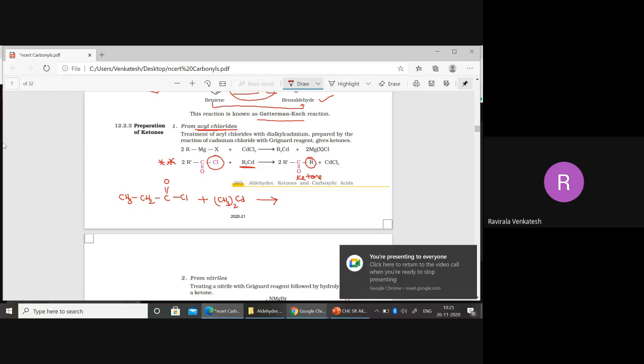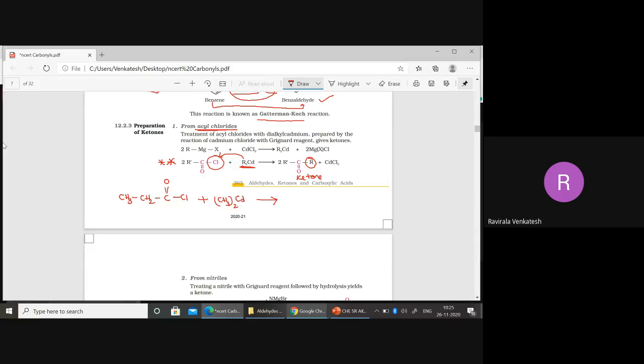Look here, what is there in this? R is coming in the place of chlorine. Now what is R here? Methyl group. But how many methyl groups are there? Two methyl. So here 1 mole of dimethyl cadmium will react with 2 moles of this acid chloride. Now what product do we get? CH3, CH2, C double bond O, CH3. Butanone we got here. Understood? We'll take one more.